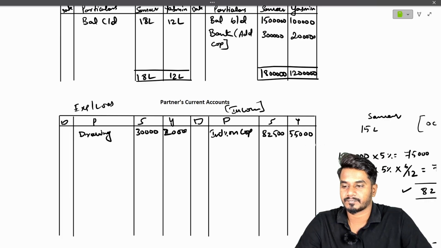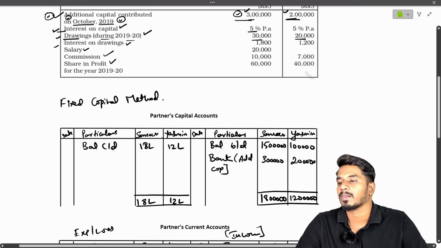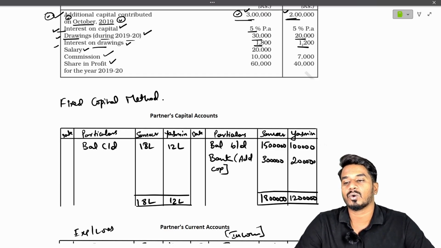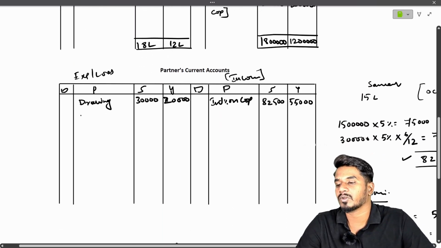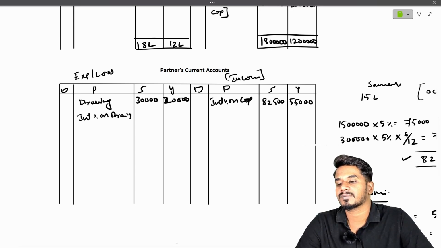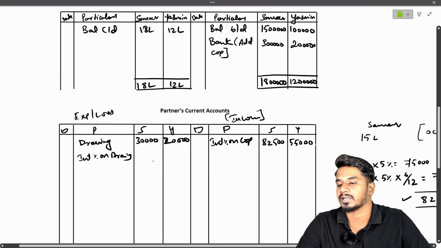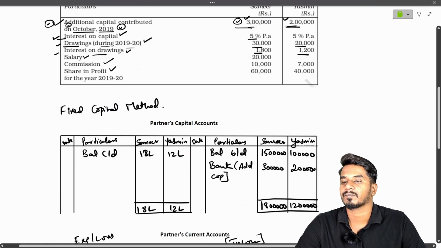Fine. The next, interest on drawings, is given as 1,800 and 1,200. You need not calculate it, as it is already given in the question. Interest on drawings: 1,800 and 1,200.